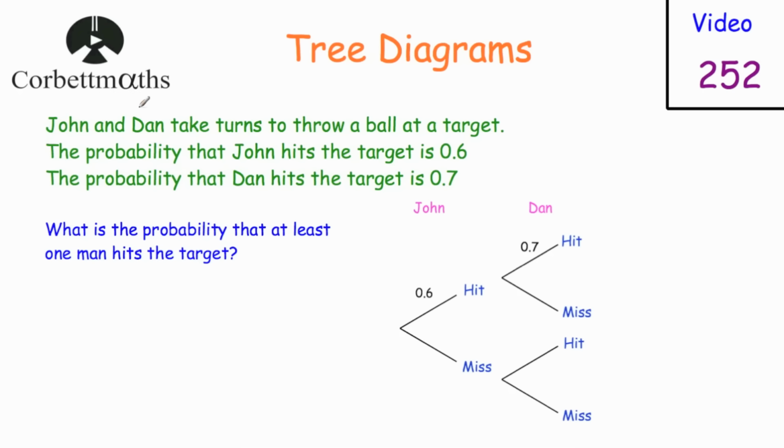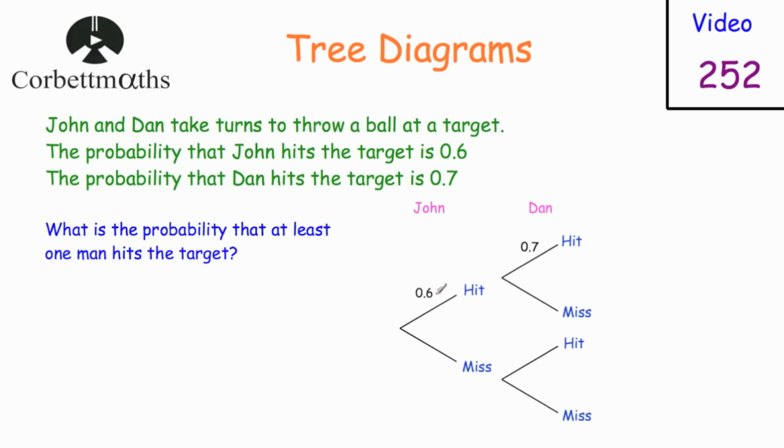Our question says, John and Dan are taking it in turns to throw a ball at a target. So we've got 2 different events. John's going to throw the ball at the target, and then Dan's going to throw the ball at the target. And what's great is this diagram will show us all the possible outcomes of what can happen. And we've been given some probabilities. So we've been given the probability that John hits the target is 0.6, and the probability that Dan hits the target is 0.7. Now before we get started, let's actually label the probabilities on the diagrams.